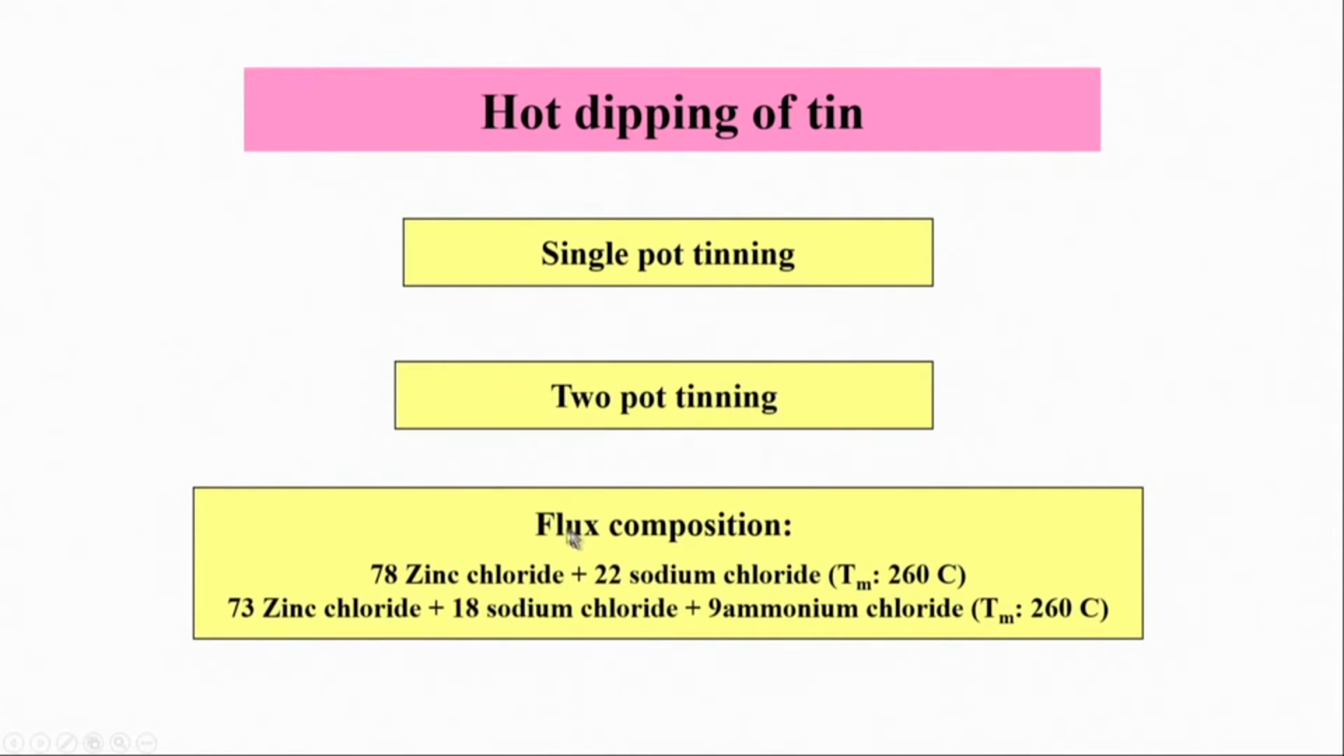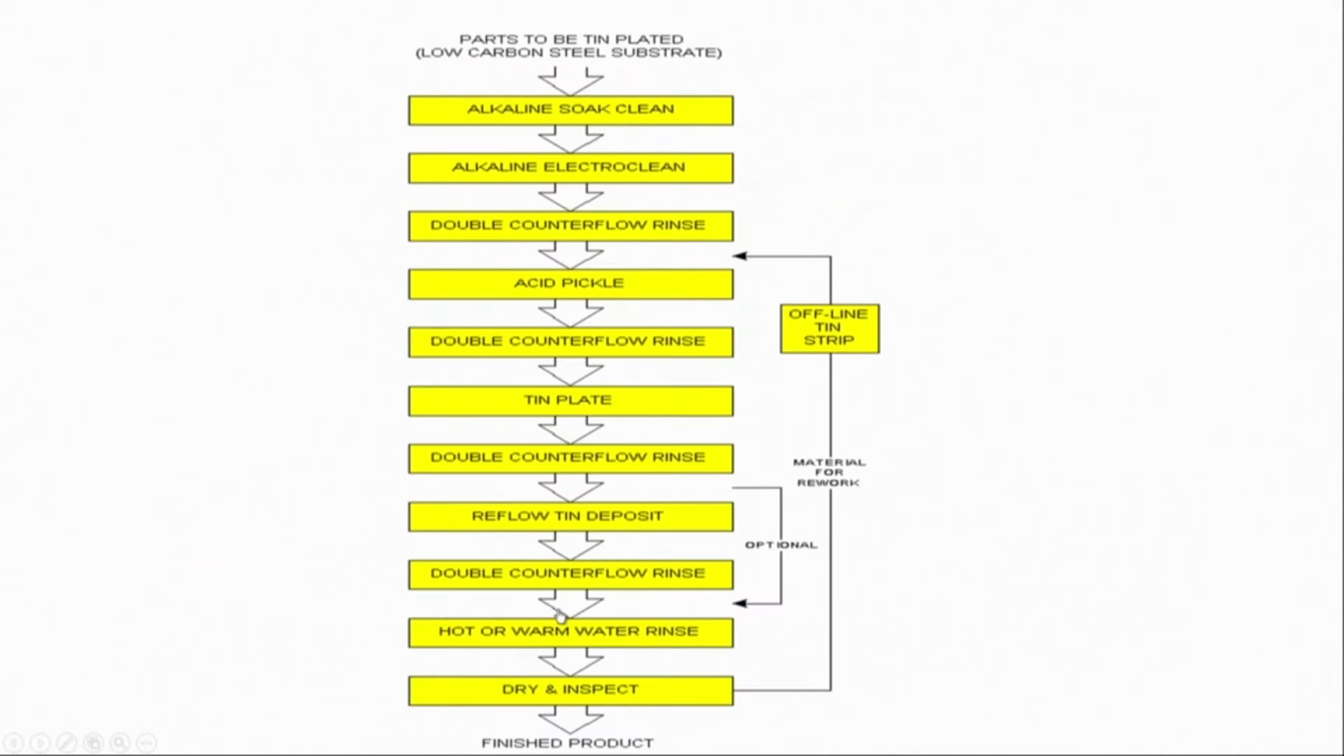Usually again, as a flux you use a zinc chloride sodium chloride mixture, which has a melting temperature of 260 degrees Celsius. You can also add a little bit of ammonium chloride. These two fluxes are mostly applied for all hot dipping operations, because they have very low melting temperature and they are easy to handle, and you can use those pellets on the surface of molten metal, as well as coat the surface of the component with these particular fluxes.